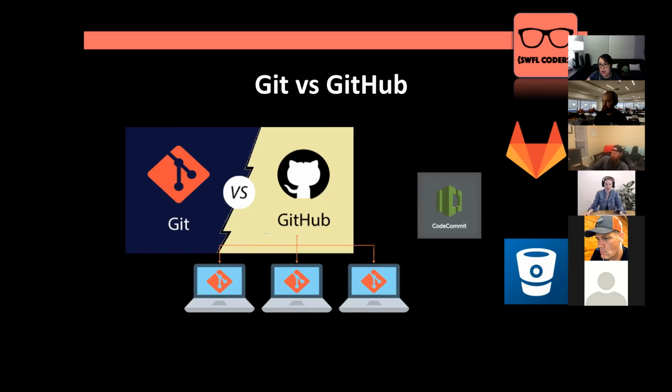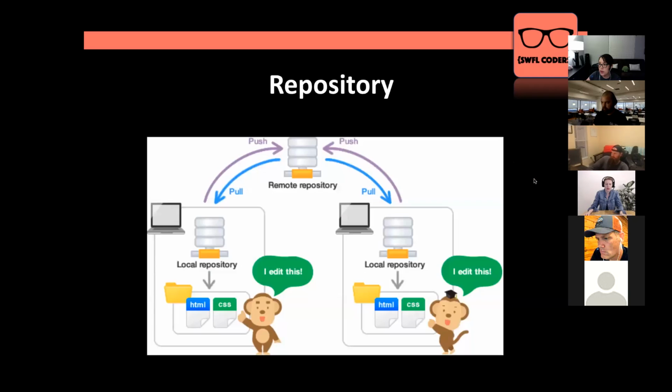And obviously GitHub is not the only one. It's the most used one, but there are tons of others. These are the most popular ones that I can think of: Bitbucket, AWS has its own, and GitLab.